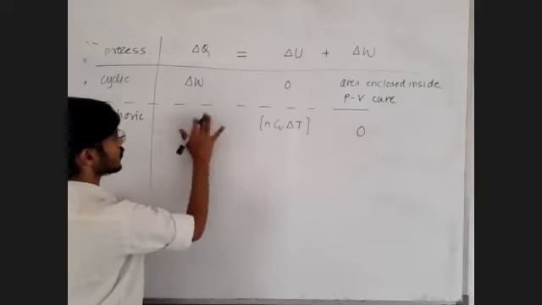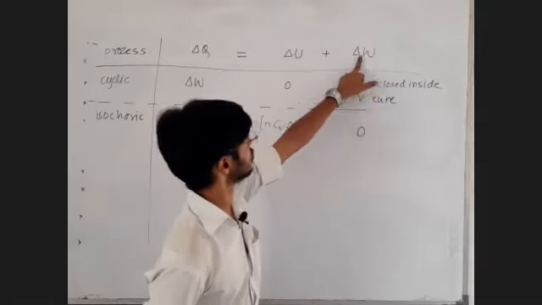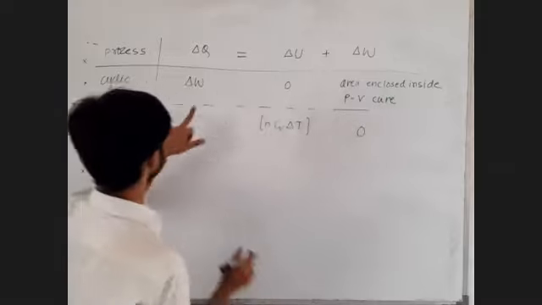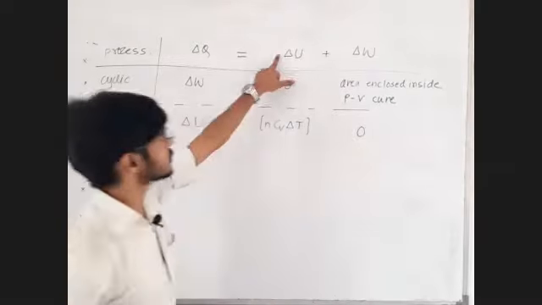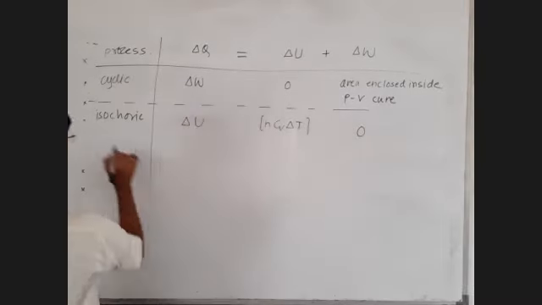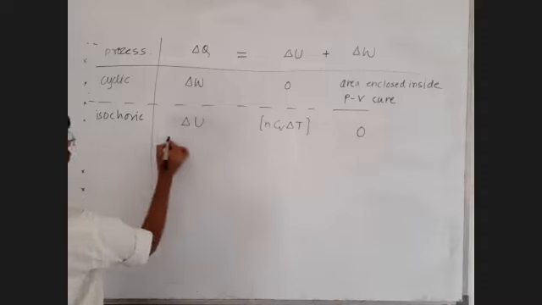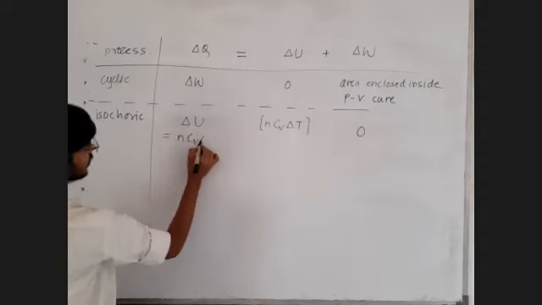Basically what we should write here is Q is equal to delta U plus W. W is 0, delta U should be written as it is. So let's write it like this. And this is the always formula for delta U. I hope it is clear. And now you may write equal to nCv delta T.